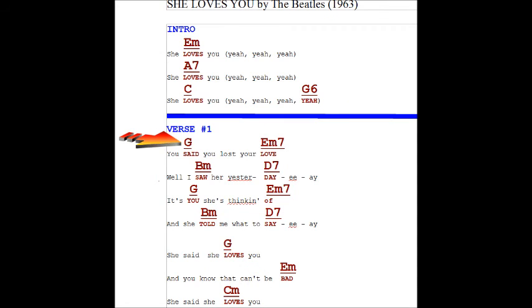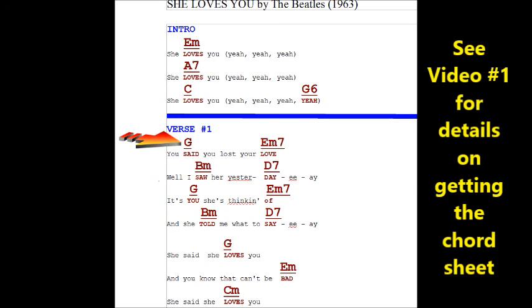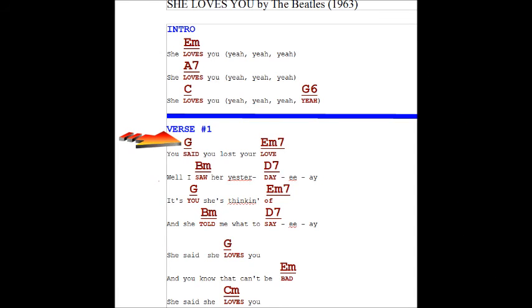Okay, so now we're looking at the chord sheet for She Loves You, which I went over earlier how I got this and made it. And I've drawn a big fancy orange and red arrow at the first chord on the first verse. And that first chord is G. Notice that we do not look at the intro, because that's not necessarily going to give us the key. We want to look at the first chord in the first verse, and the verse is where the story of the lyrics begins. And again, you can see that it starts on a G chord.